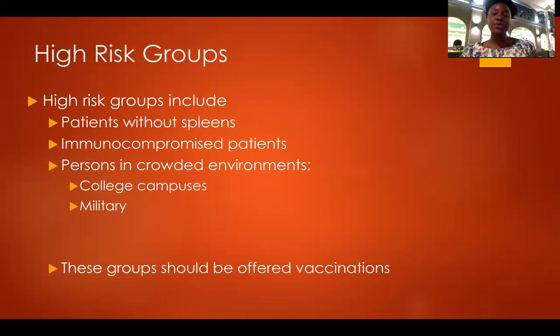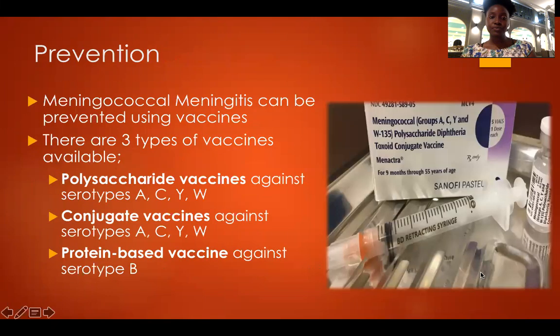Patients at a high risk of contracting meningococcal meningitis include patients without spleen, such as sickle cell patients, immunocompromised patients, and persons living in crowded environments, such as in the dormitories of college campuses and in the military. These groups should be offered vaccinations. Meningococcal meningitis can be prevented using vaccines. There are 3 types of vaccines available today.